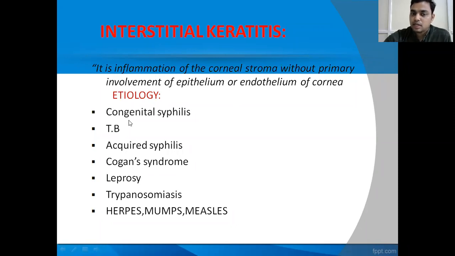In that, first is congenital syphilis and acquired syphilis. Of these, congenital syphilis is more common. Then tuberculosis, Cogan syndrome, leprosy, trypanosomiasis, and viral infections with herpes, mumps, and measles. These are the different conditions where we see interstitial keratitis. Only the stroma is inflamed without primary involvement of the epithelium and the endothelium. In all the previous diseases, the disease starts with the epithelium, but in interstitial keratitis, there is no primary involvement of the epithelium and endothelium.